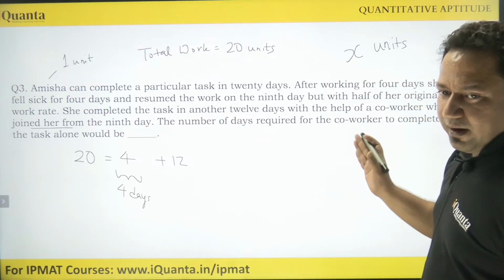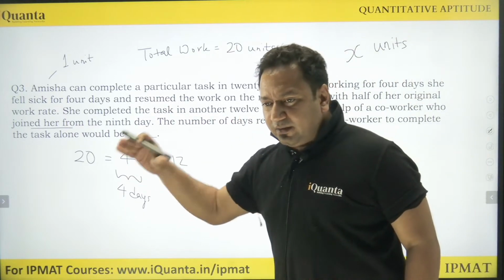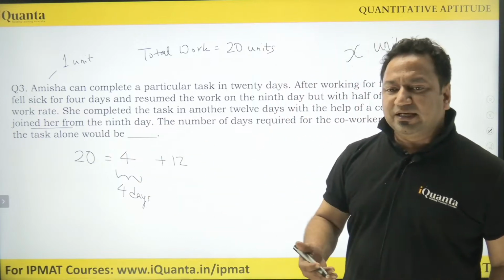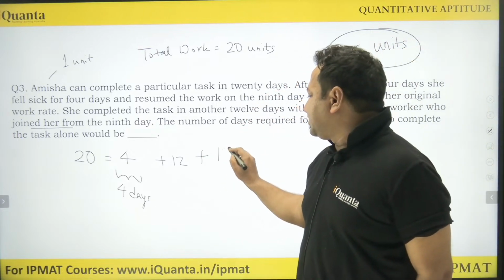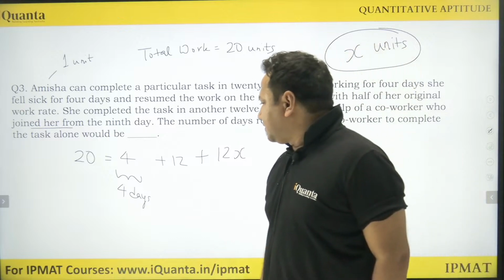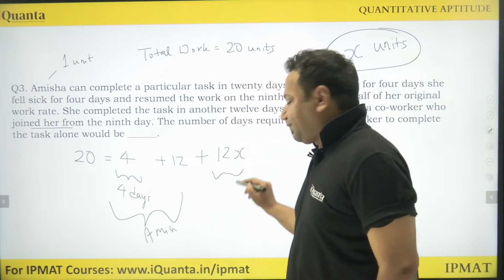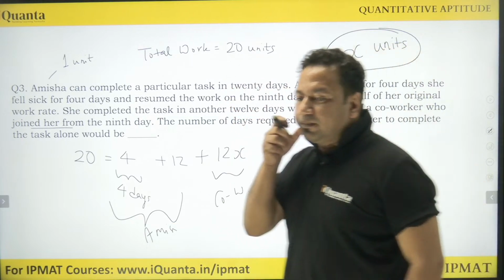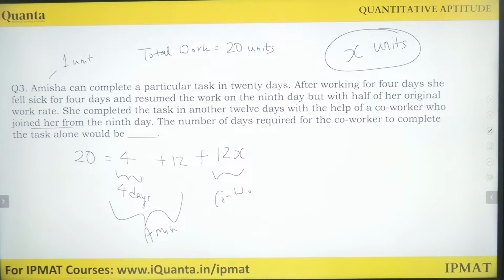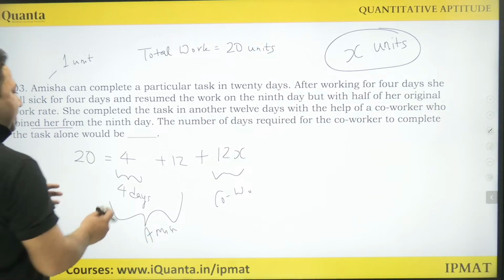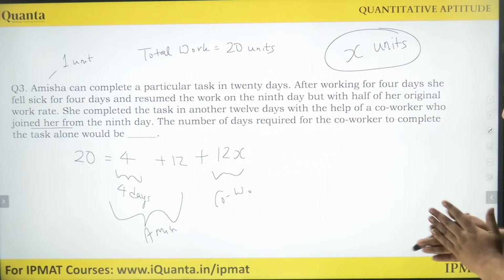Tell me in the comments, are you able to understand this part? 4 units by Amisha in the first 4 days, a break of 4 days, then 12 units for the next 12 days, and in those 12 days, another co-worker is doing X units per day. That means the co-worker will be doing 12X units of work. So this part is for Amisha and this part is for the co-worker. Great. Now we can calculate the value of X. Let's do that. So if I calculate it, this 4 plus 12, 16 becomes... calculate it on your own once, all of you.